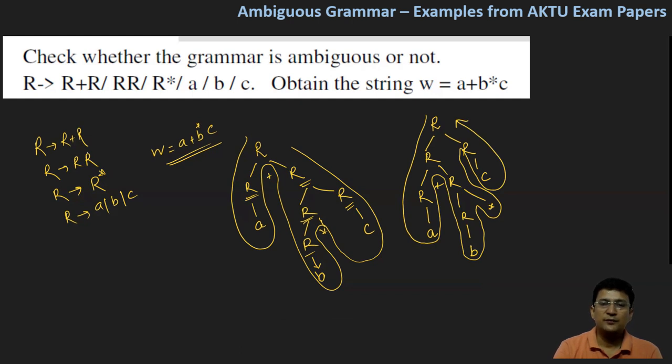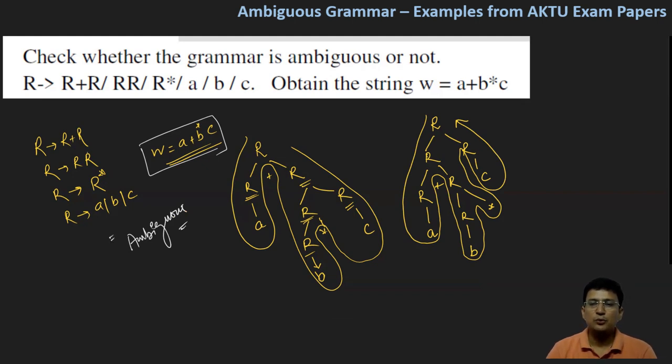So there are two different derivation trees possible for the given string. It means the grammar in hand is ambiguous. So I again repeat that I can prove the ambiguity of the grammar only by checking the leftmost derivation. The ambiguity is proven only by showing that there are two leftmost derivation trees possible, or two leftmost derivations possible for the given string.